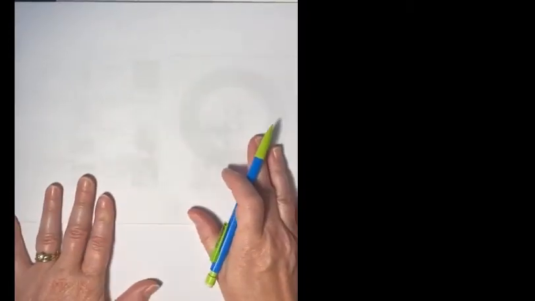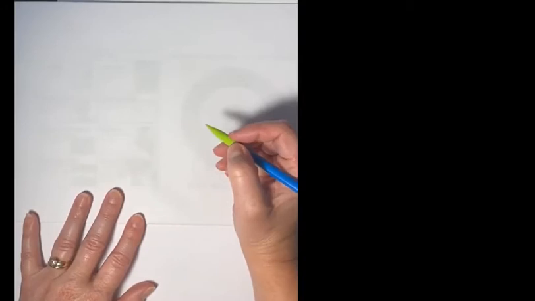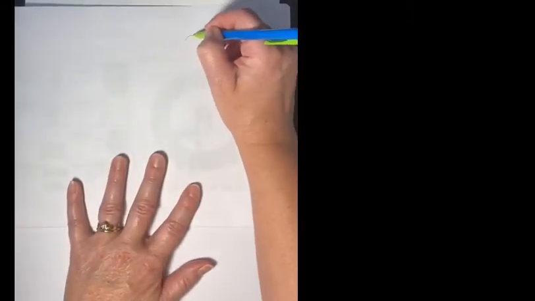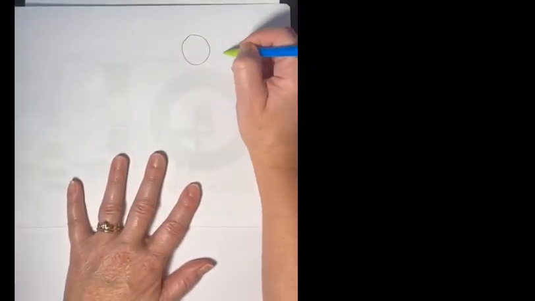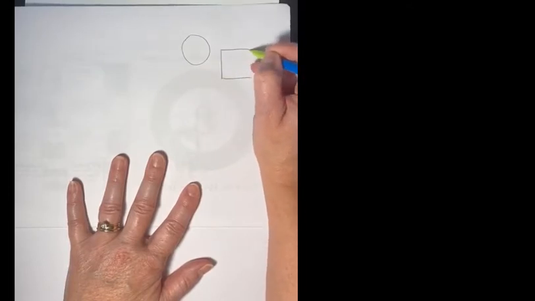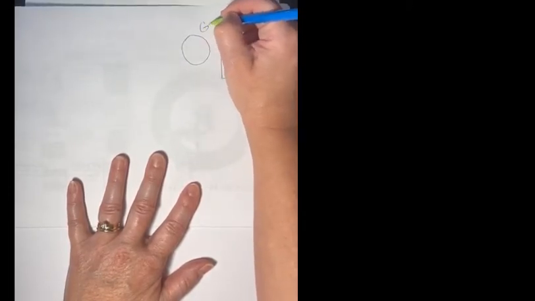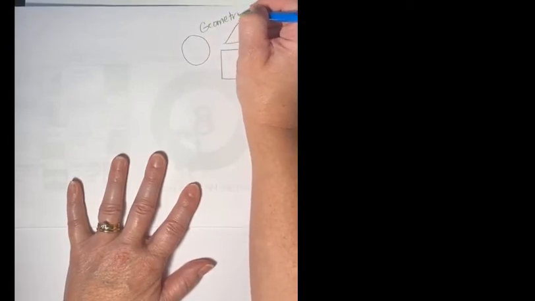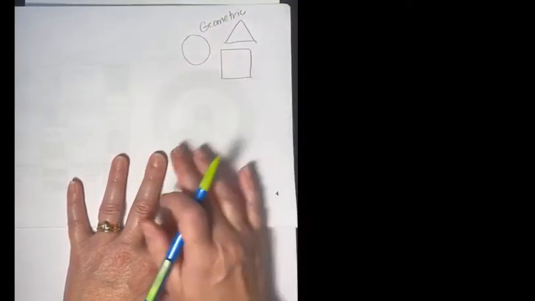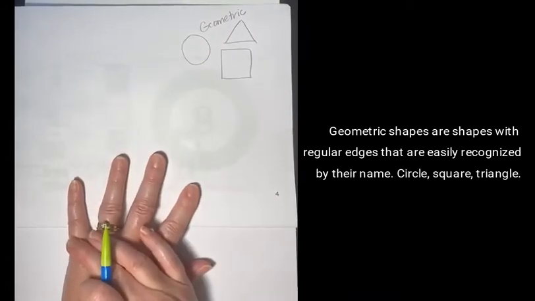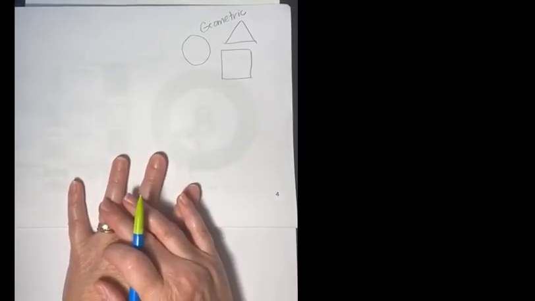What I want you to do today is just on this page, you can even divide it in half and only use half the page. I want you just to draw shapes, all kinds of shapes, like circles, just basic geometric shapes, squares, triangles. These are called geometric shapes. That means they are always the same. Like if I tell everybody to draw a circle, everybody's circle is going to look similar.